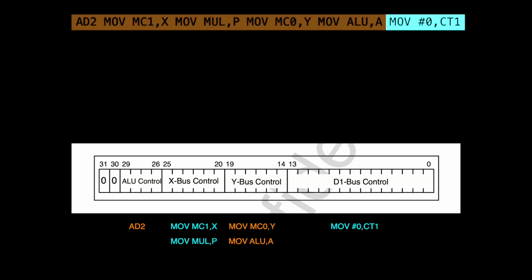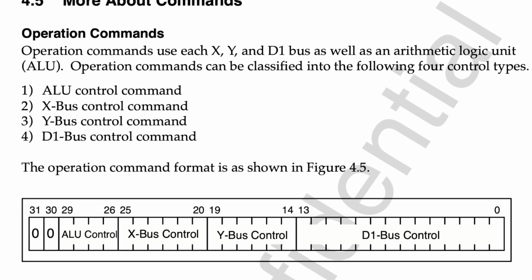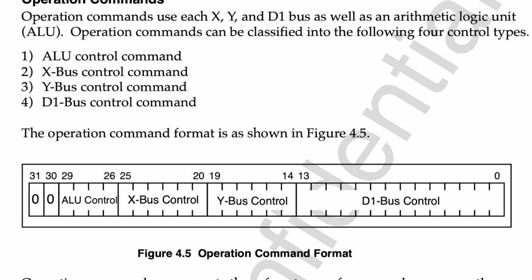Phew! So we can see that this line of code has asked the XBus and YBus commands to do 2 operations at the same time, which it can't do, which means that this line of code should really be written like this: AD2, move MC1, X, move MC0, Y on one line, and then move MUL, P, move ALU, A, and move #0 to CT1 on the next, which would take twice as long to execute. So as far as I can see, the most instructions that the DSP can execute in one cycle is hardwired to be 4, and yet both my code and Sega's code use up to 6 instructions on a line.